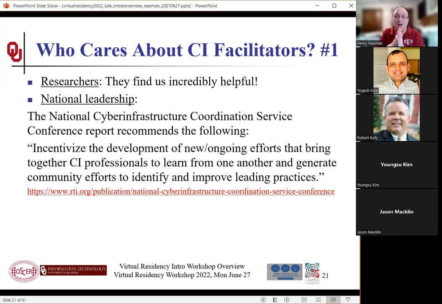National leadership loves this, and there's a lot of documentation now coming out of national bodies, government bodies, national organizations saying this is really important.